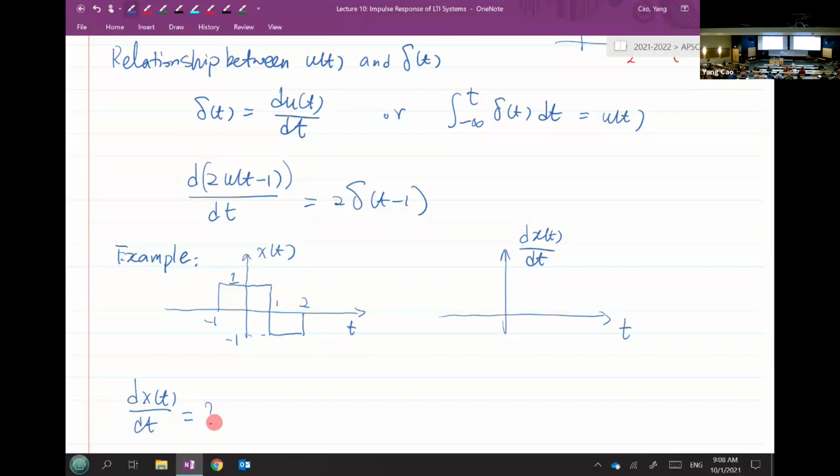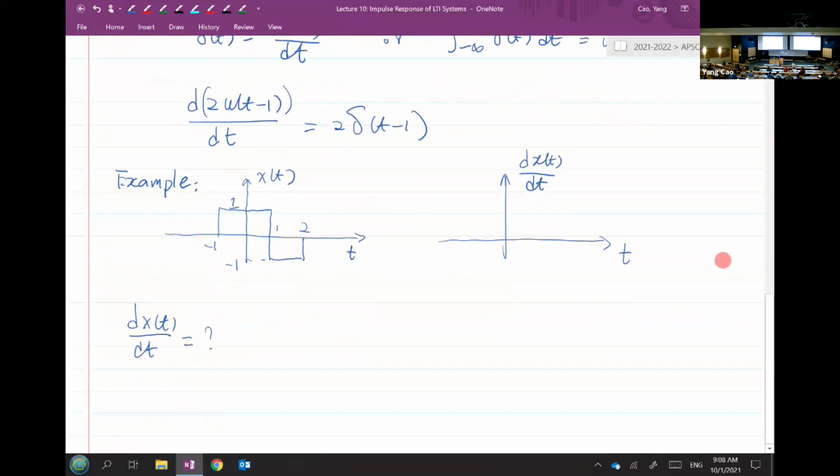Okay. So for graphing it, there are probably 2 ways, but I guess the more systematic way is to first find a proper expression for x of t. So what is the expression for x of t? And then we can take the derivative of it to get the result. I believe you have already had a little bit of exercise in linear time invariant systems.